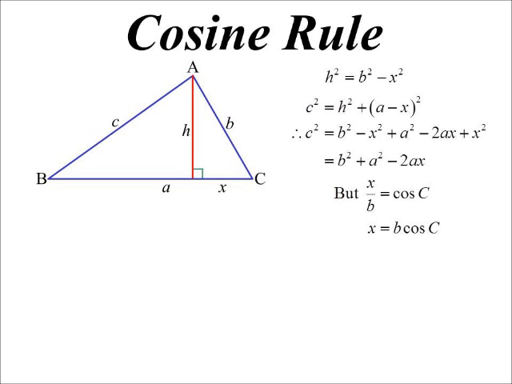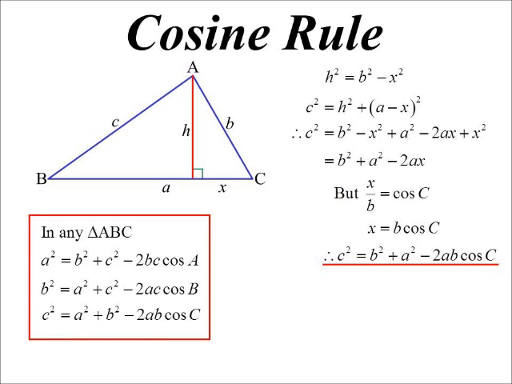x over b is the cosine of c. Sub that in and we get our cosine rule. It's basically Pythagoras extended. So a squared is b squared plus c squared minus 2bc cos a. Or b squared is a squared plus c squared minus 2ac cos b. Or c squared is a squared plus b squared minus 2ab cos c.